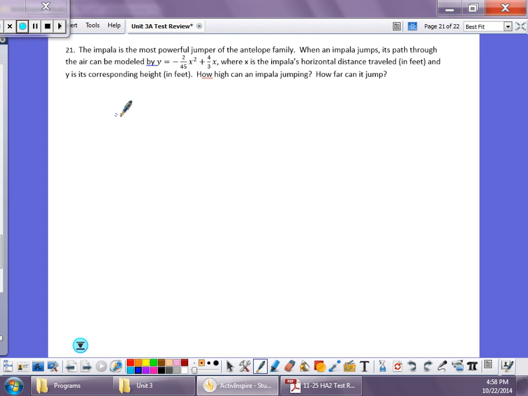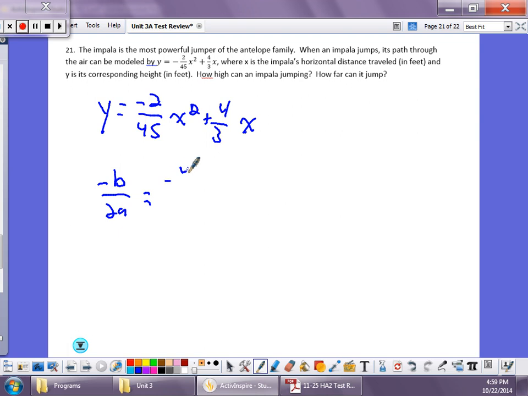So in order to know how high it can jump, I want to find the vertex, and that's the y-coordinate of the vertex. So to do that, this is essentially ax squared plus bx plus c form. My c is just 0 because my initial height is 0. So I can find the x-coordinate of my vertex by doing negative b over 2a. So that's negative 4/3 over 2 times negative 2 over 45, and that ends up being 15. So the x-coordinate of my vertex is 15.